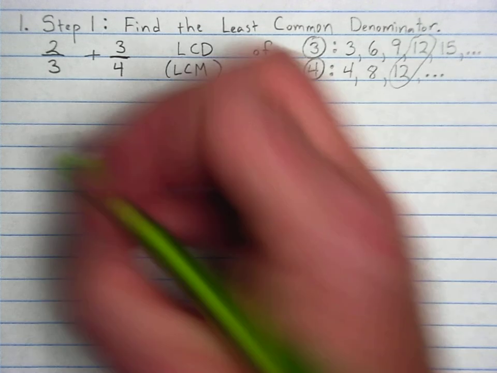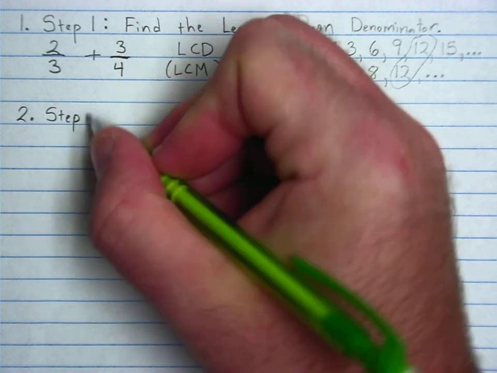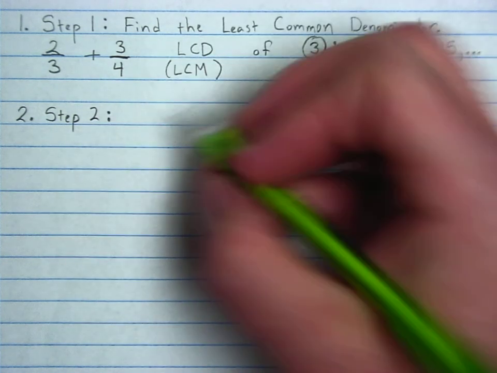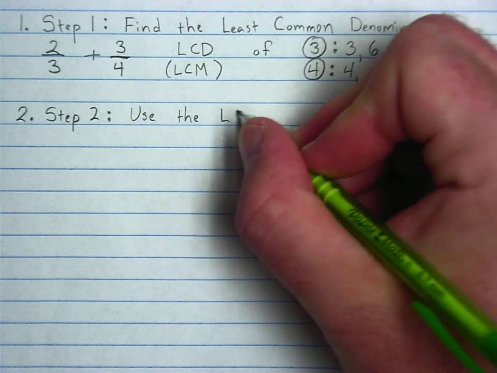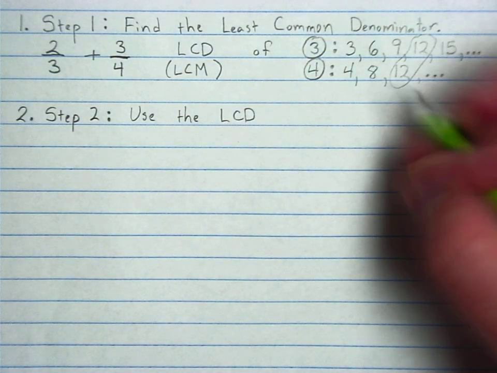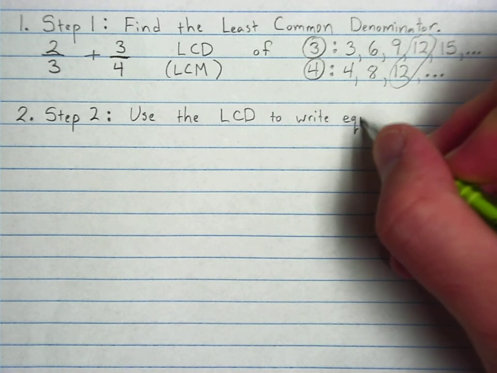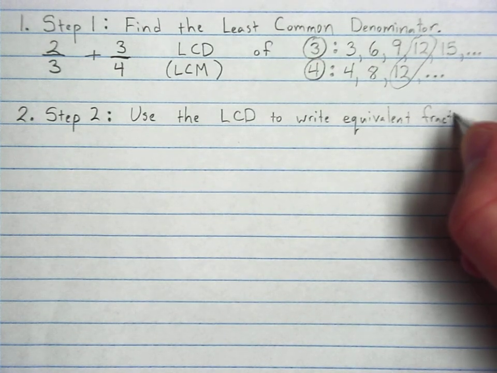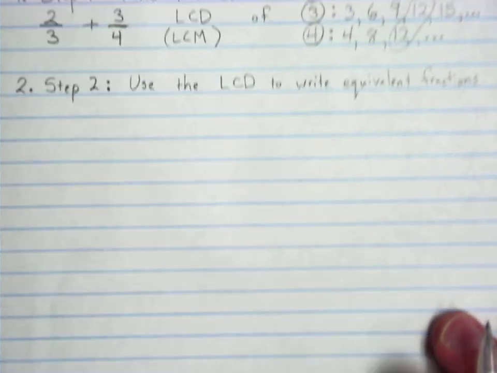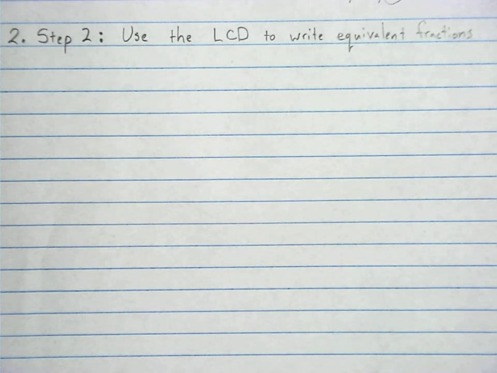Okay. Now this next part is where things get a little interesting. We're going to spend a lot of time practicing this. For step 2, you are going to use the least common denominator that you just found to write equivalent fractions. I think that's probably going on. Oh, no, it did fit on the screen. Use the LCD, use the least common denominator to write equivalent fractions.